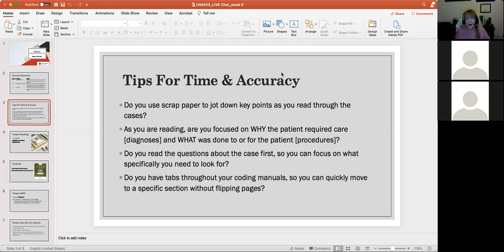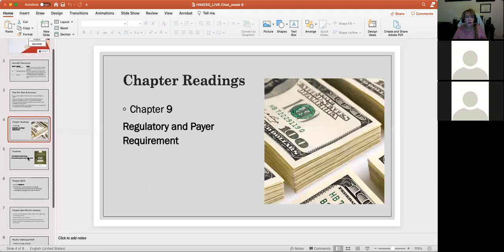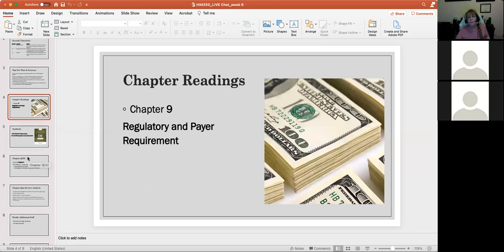Just remember, time is nonstop. So you already know this: your chapter reading is going to be on payer requirements. Just make sure you spend some extra time checking out MIPS and the quality payment program from Medicare, because it's new since 2017 or 18. And it is new in the fact that we don't have all these years of stuff on it. But if you need any help with that, let me know. I got a good website.